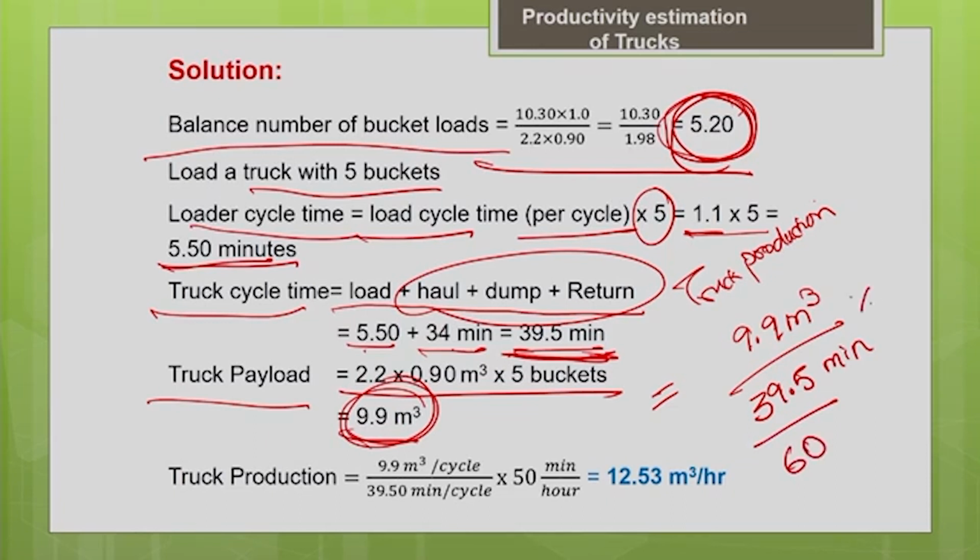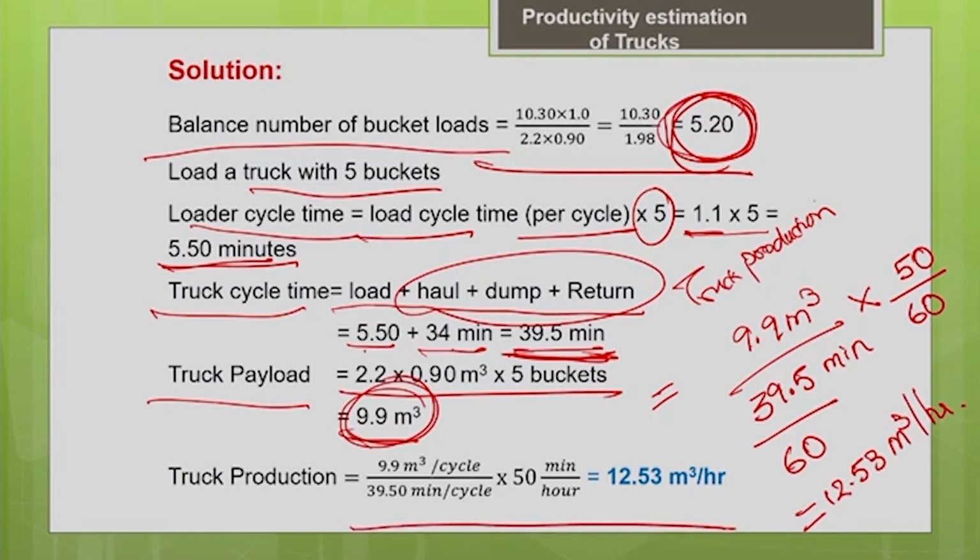And another important thing you should never forget is job efficiency. The machine is going to work for 50 minutes an hour, 50 by 60. So, this will give me the answer as 12.53 meter cube per hour. So, this is how you have to estimate the truck productivity.